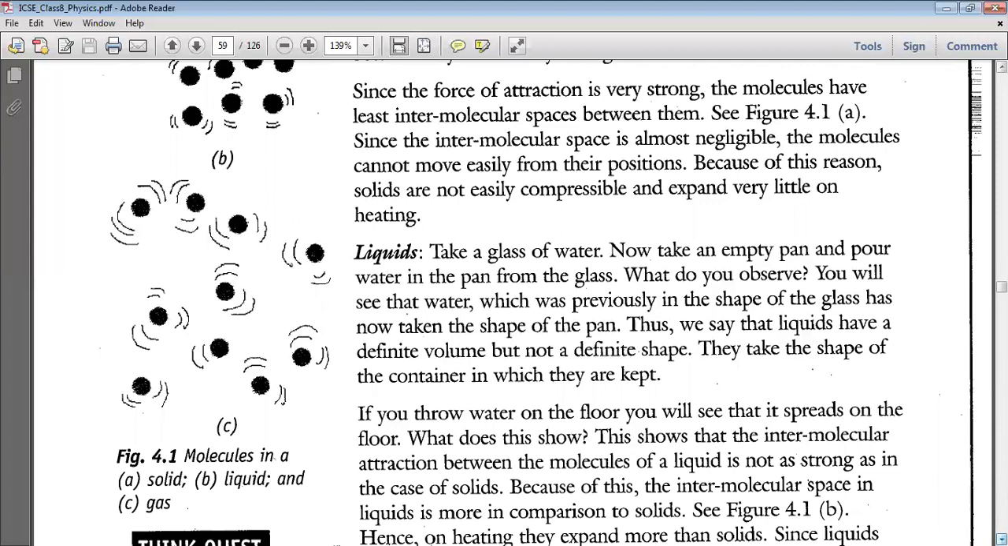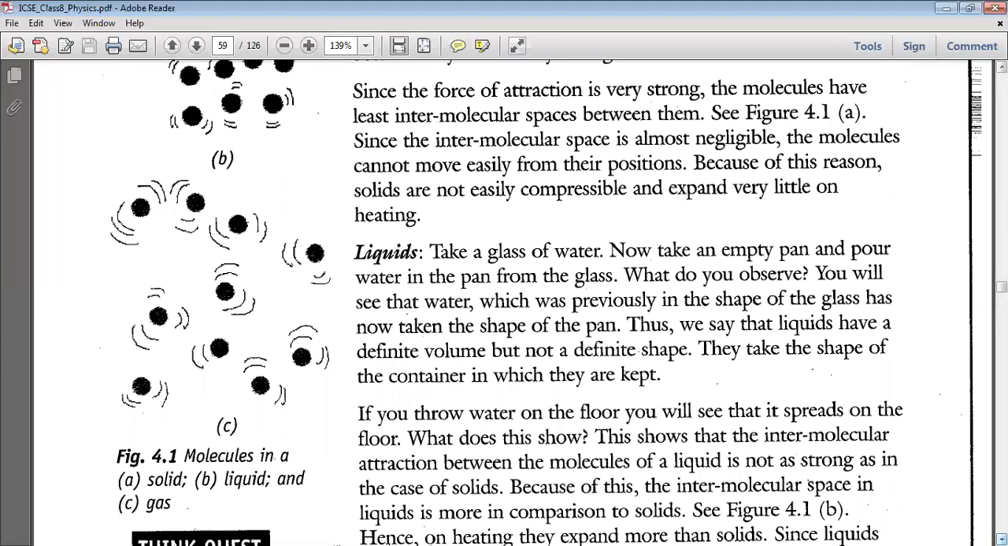So first you take some water in a glass, and then from the glass you pour the water in the pan, say a frying pan. You will see that the shape of the water changes according to the container in which you keep it. In the glass, it takes the shape of the glass. In the container, it takes the shape of the container. That's why we say that the shape of a liquid is not fixed. It takes the shape of the container in which it is kept.